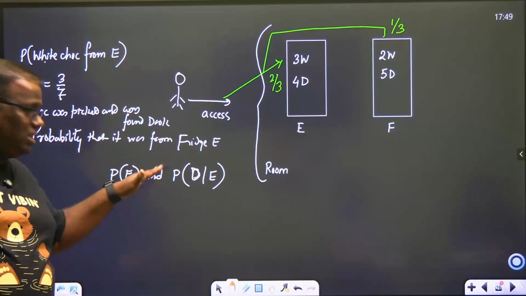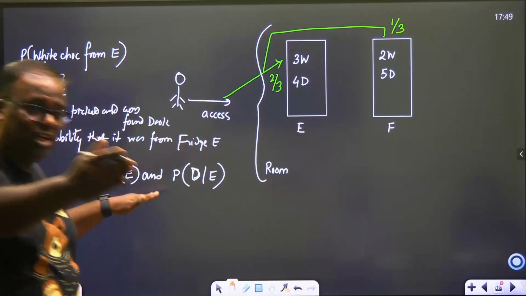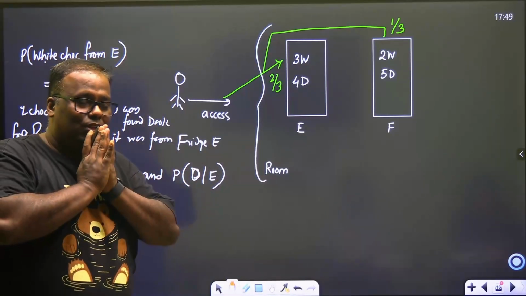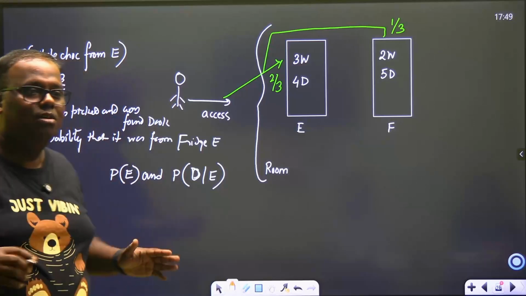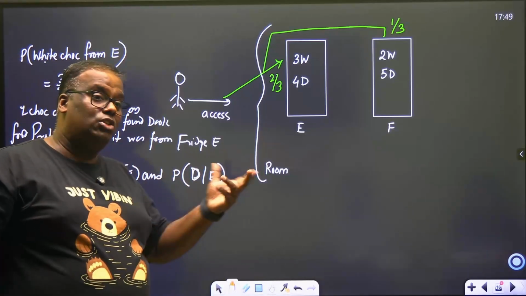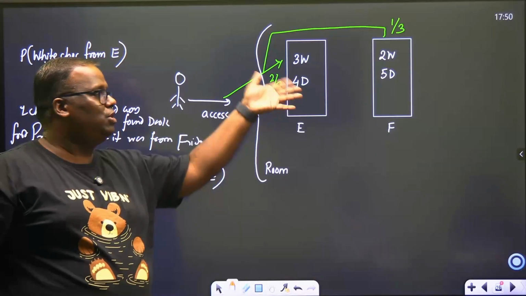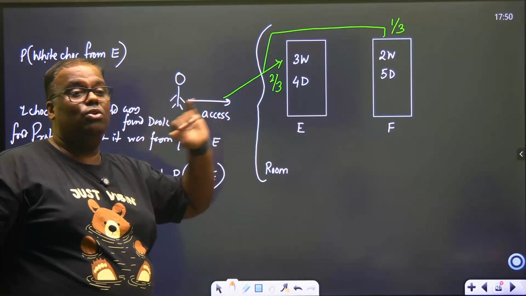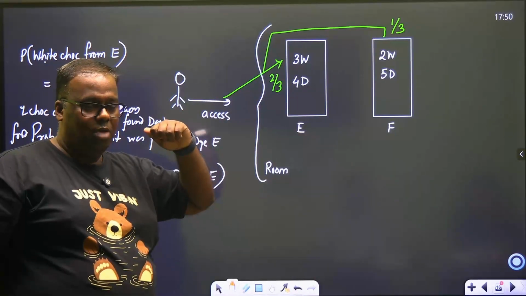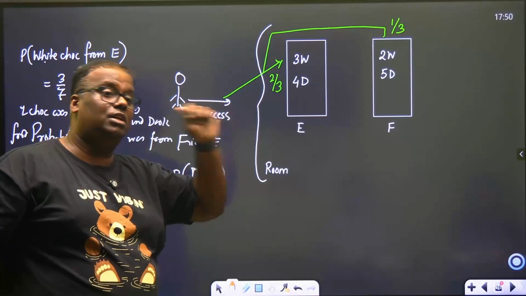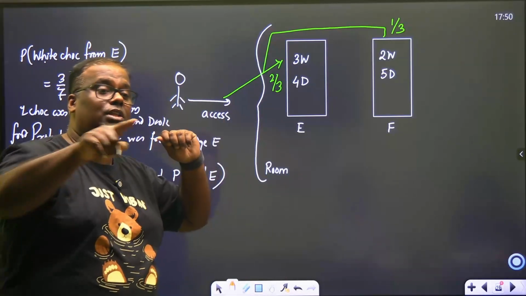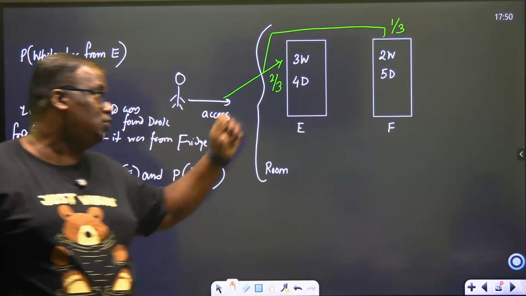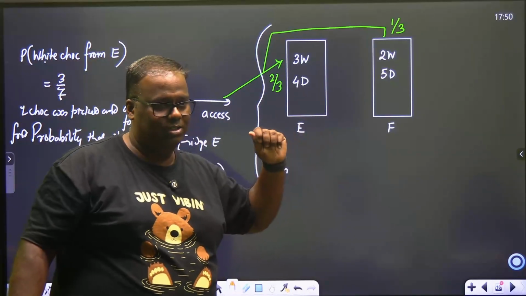What was the question asked to you? First try to understand the question. One chocolate has been picked by a person who entered this room. We don't know which fridge he opened, but we know that the chocolate is a dark chocolate. We want to find the probability that the chocolate came out from fridge E.